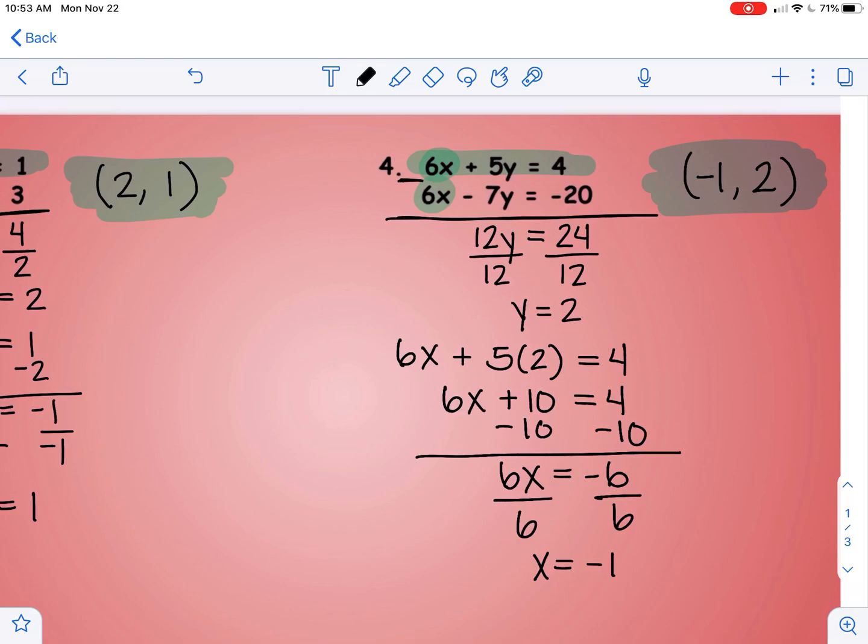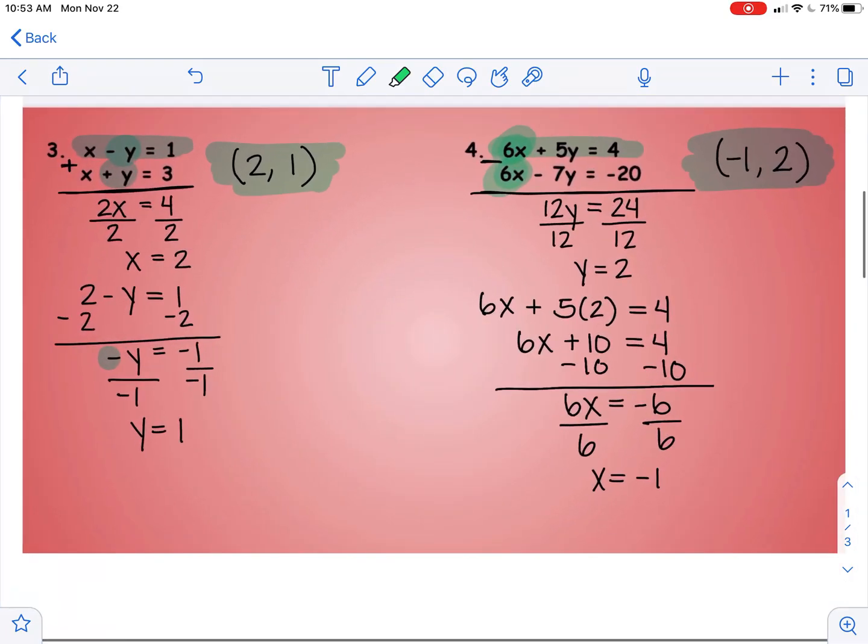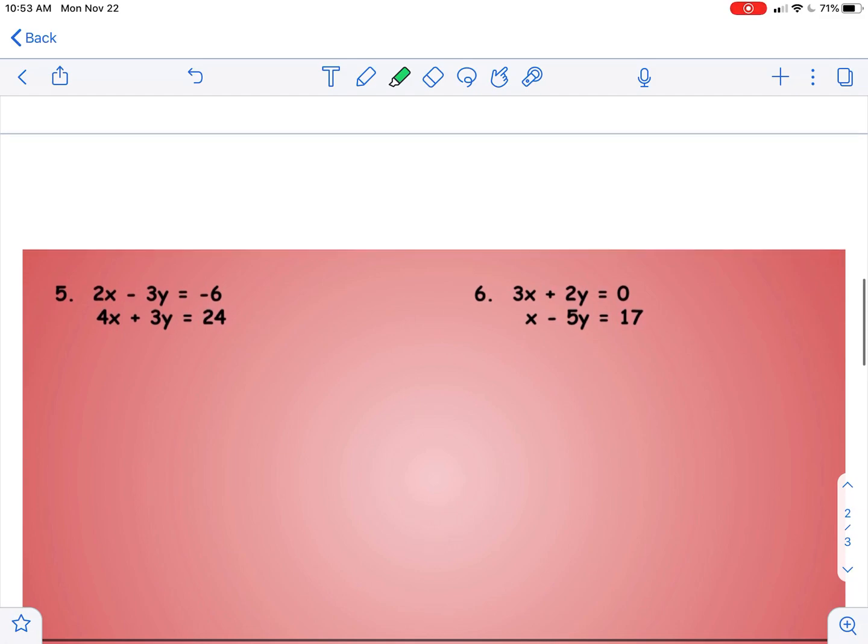So this one you are doing the exact same way, only we used subtraction on the two systems instead of addition, because instead of having opposites, we actually had 2 of the same term right here and right here.